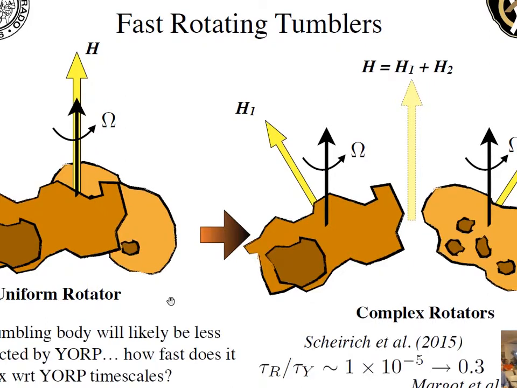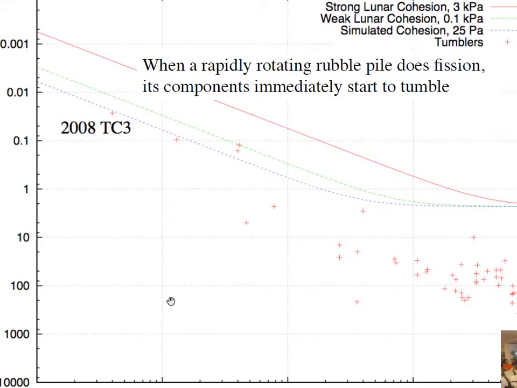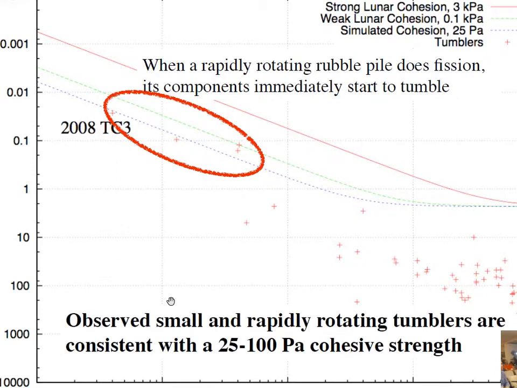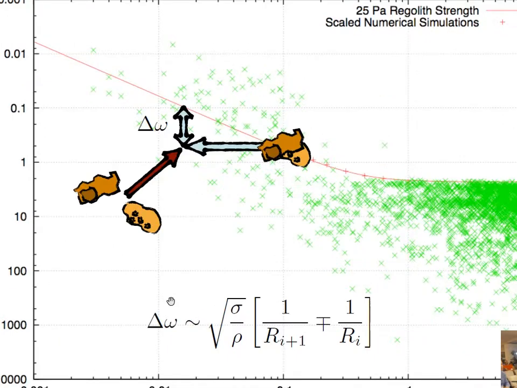And then if you look at time frames for these guys to settle down into uniform rotation, they tend to be short relative to the YORP time scale. And in fact, we see that some of these very fast spinning tumbling bodies, here I'm only showing the tumbling bodies, are actually near this cohesive strength spin limit. So it's a little more evidence for what's going on.